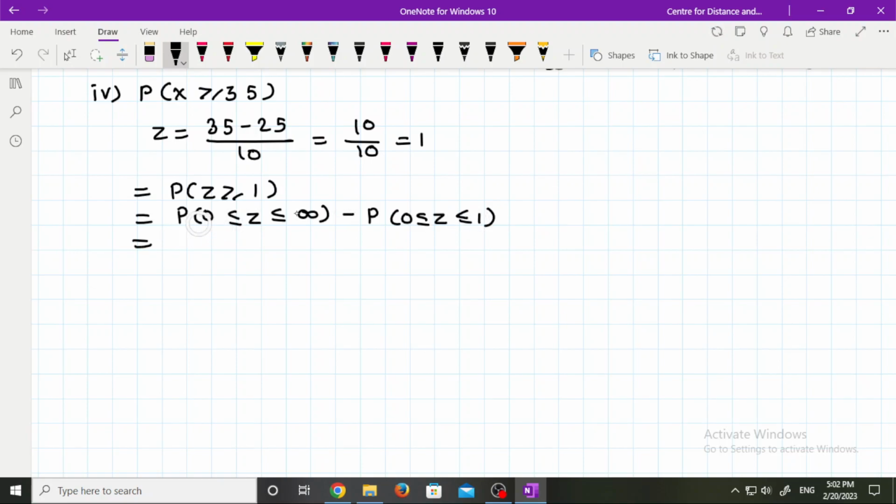We know the probability for 0 less than or equal to z less than or equal to infinity is 0.5, and for z is equal to 1, 0.3413, which is equal to 0.1587.